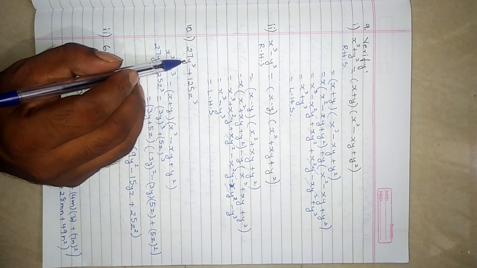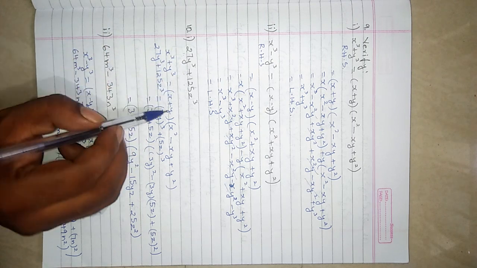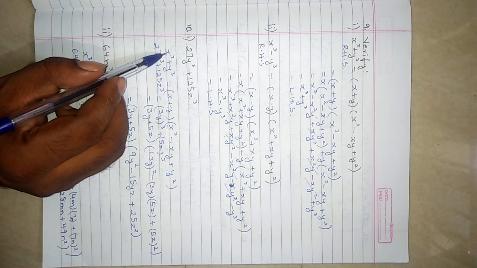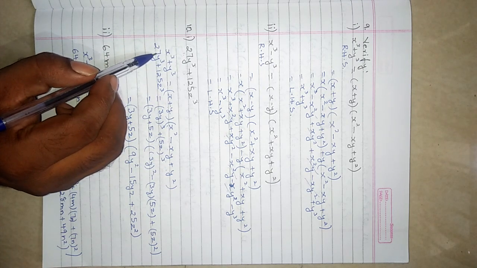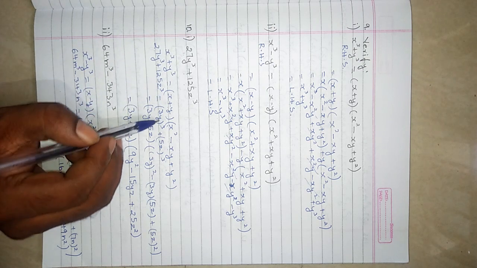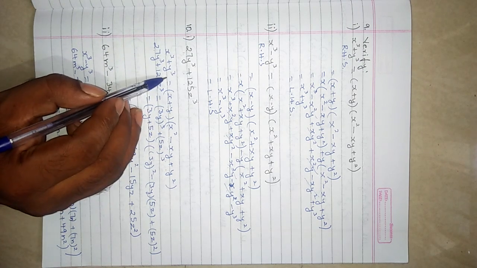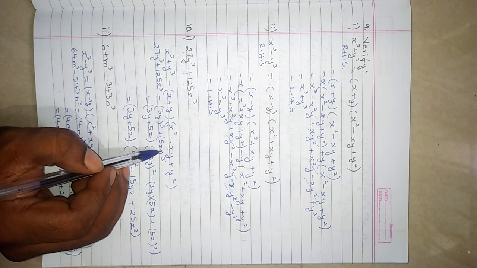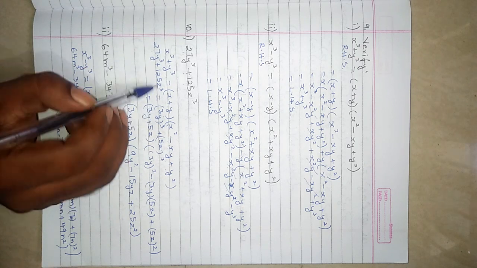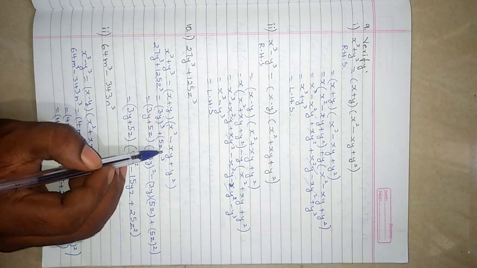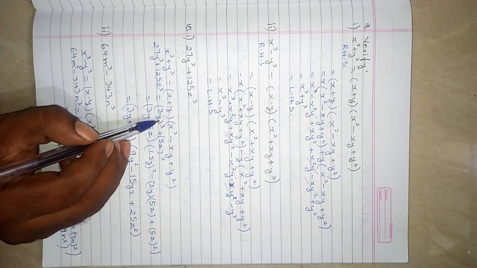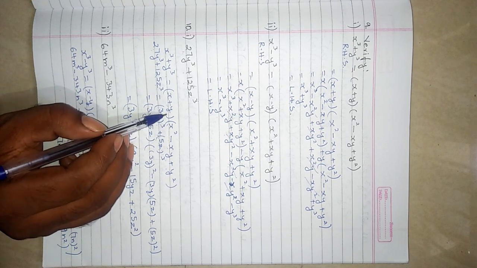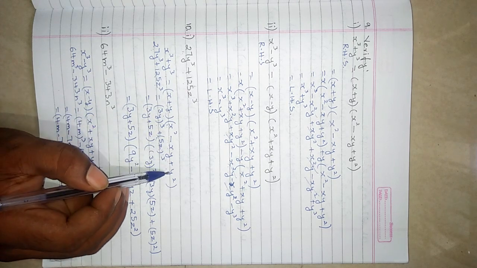So which identity? We know that x^3 + y^3 is equal to (x + y)(x^2 - xy + y^2). So here instead of x, this 27y^3 can be rewritten as (3y)^3, and instead of y, 125z^3 can be rewritten as (5z)^3. So I am writing 27 in the form of 3^3 and 125 in the form of 5^3. So this is now in the form of x^3 + y^3. So x^3 + y^3 is equal to what? (x + y)(x^2 - xy + y^2).